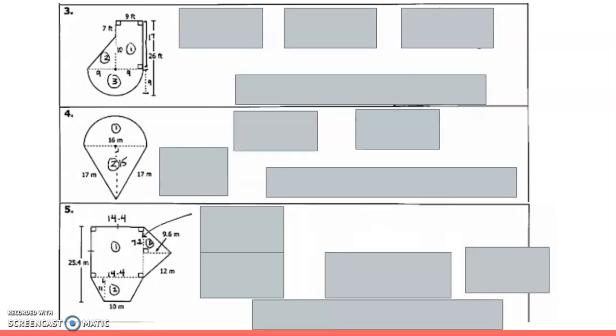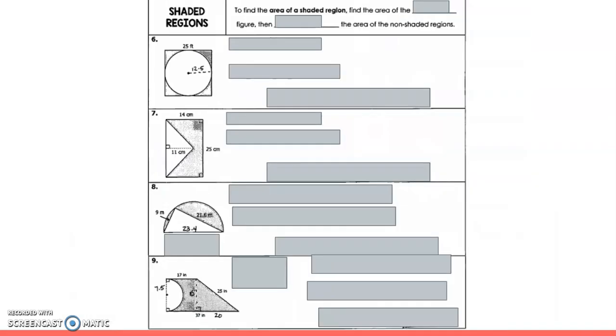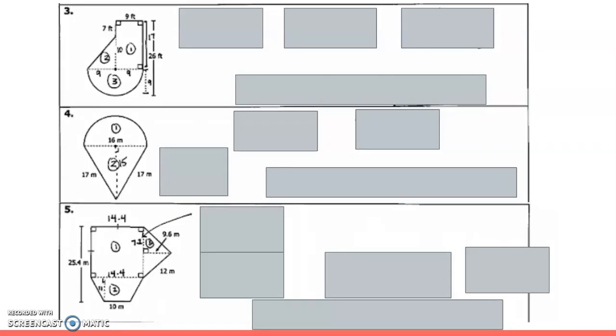Some shapes might have more than one or more than two figures in them. So number 3 has 3 different shapes that we're going to break this into. When we look at number 3, we have a rectangle, we have a triangle, and we have a semicircle, so we need to find the area of each of those 3 parts. Starting with our rectangle, we are going to use the fact that the entire thing is 26 to figure out that this piece is 17. 9 is given to us for our circle.